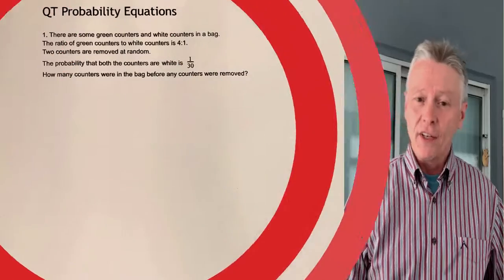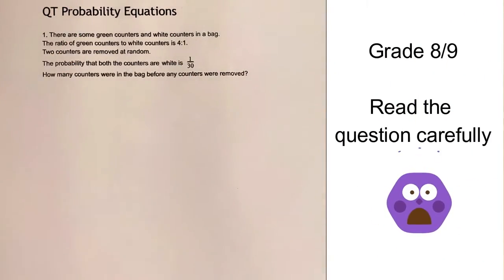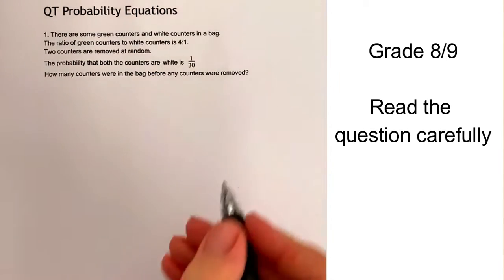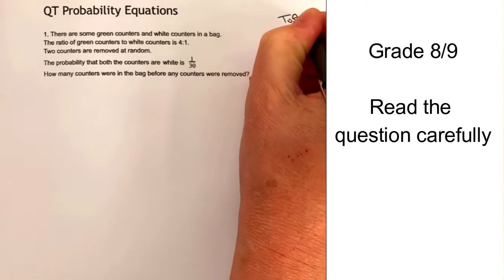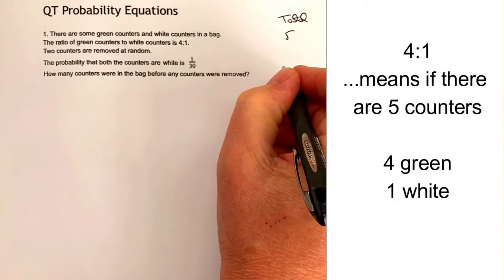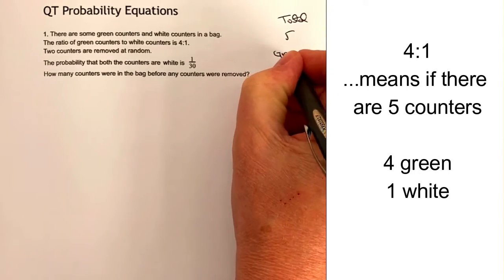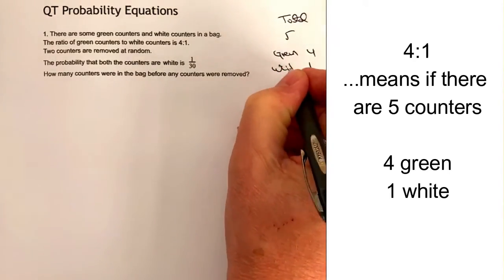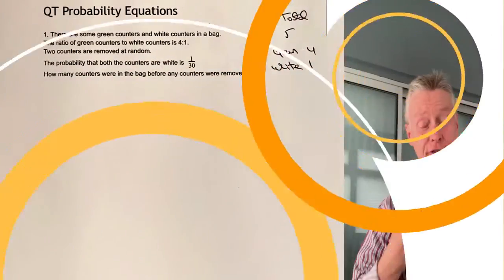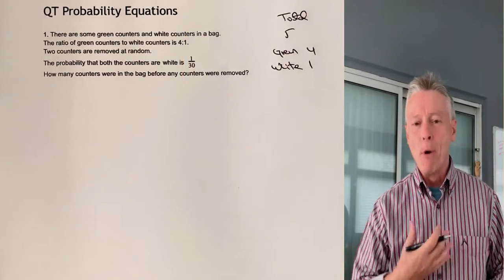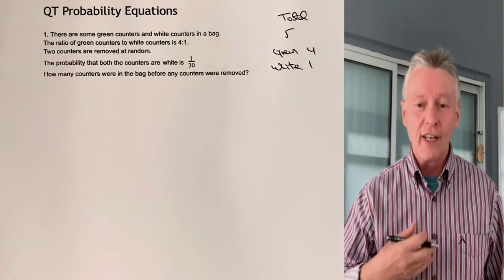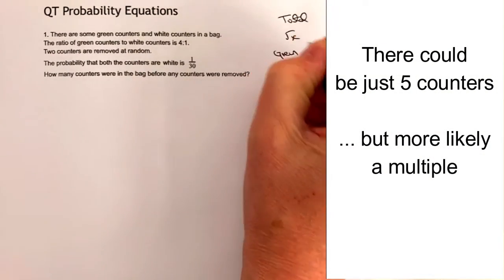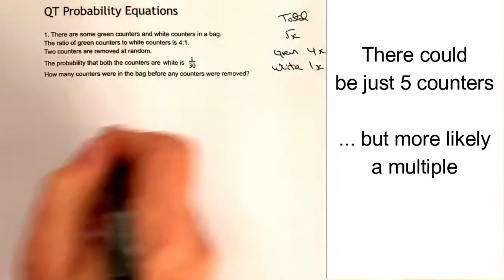So really what we're doing is we're taking a lot of words and we're converting them into some sort of mathematical statements. Now in this particular case we've got green counters and white counters in the ratio of 4:1. So what that would mean is if there is a total of 5 counters, then 4 would be green and 1 would be white. However, we don't know whether it's 5 counters. We know it must be a multiple of 5, so I'm going to call that 5x, 4x, and then just x on its own. So that would be 5x, 4x and 1x, which is x on its own.